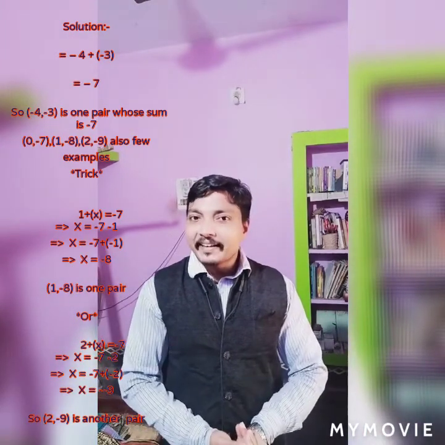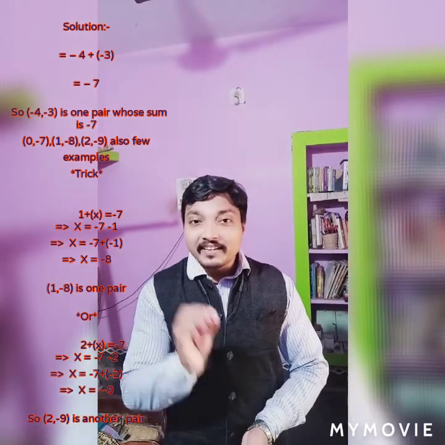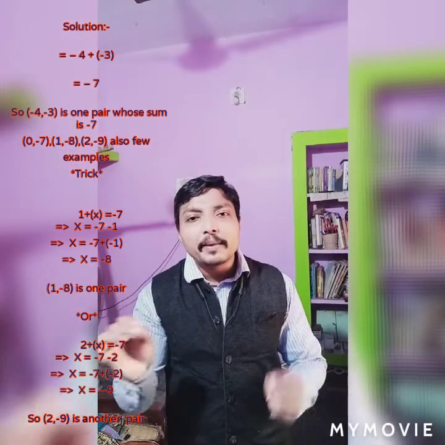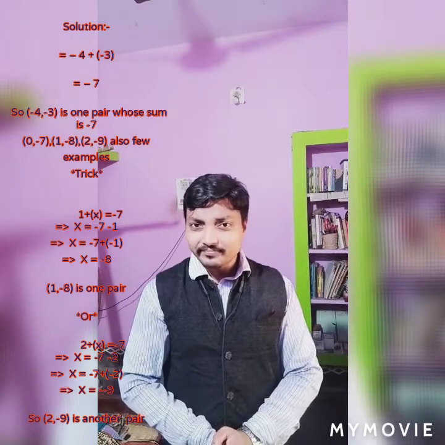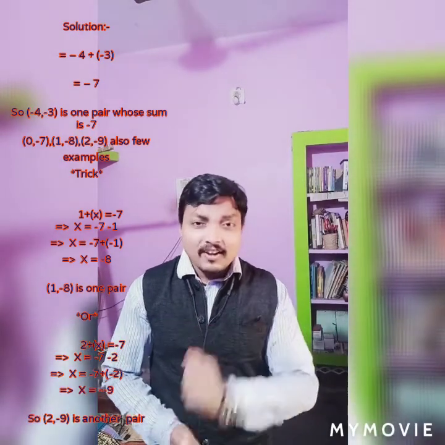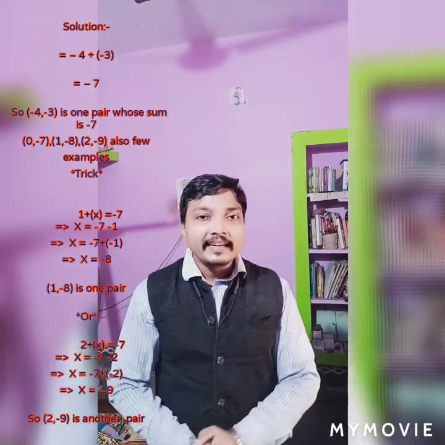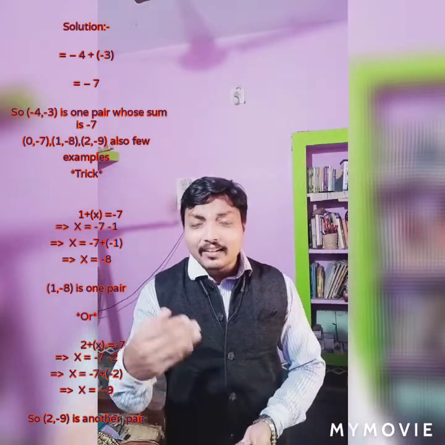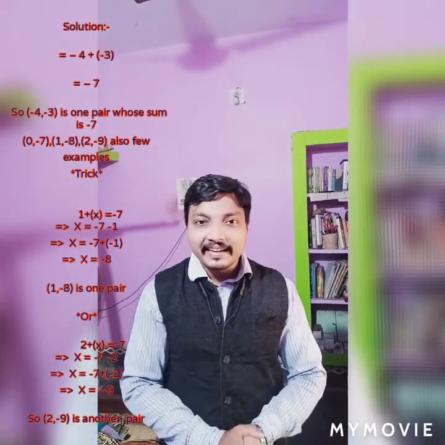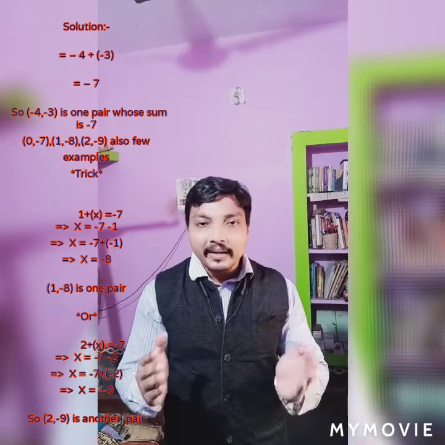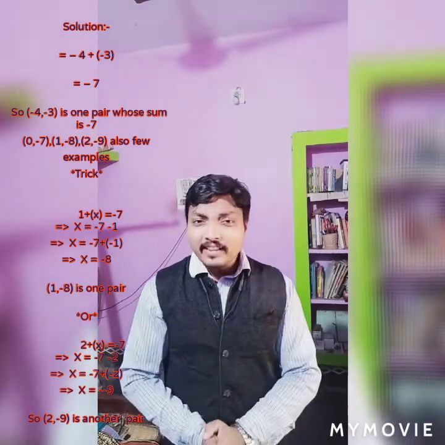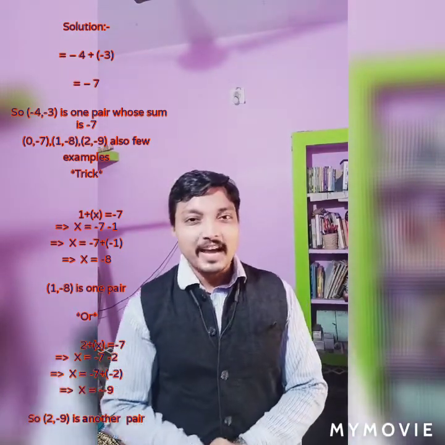Another one can also give the example, sir: one is 0, another is -7. Yes, both can be done. One can say one, another is -8. Yes, one can say 2, another is -9. Yes, one can formulate many pairs of integers where the sum of the two integers is -7.